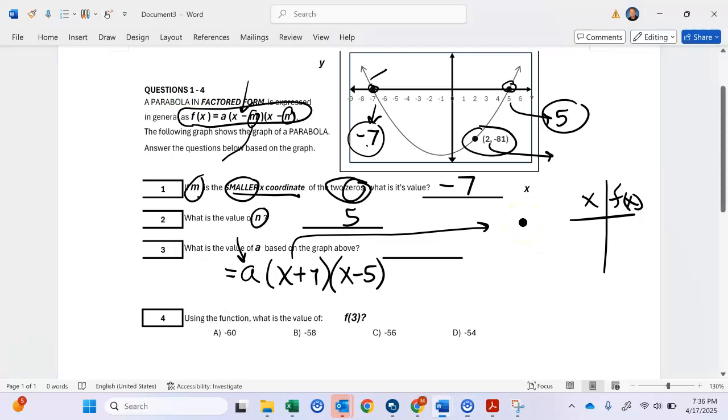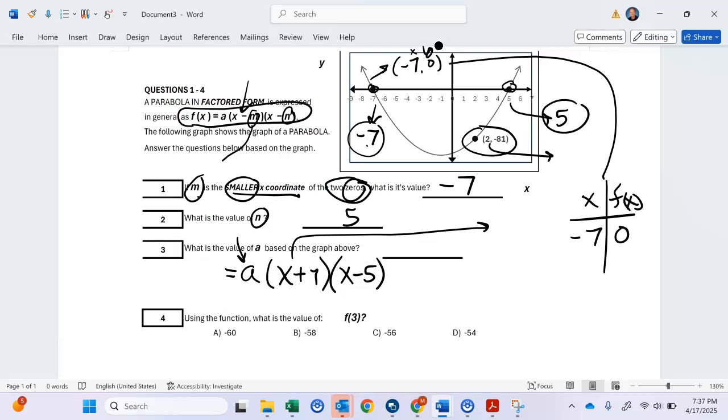So remember, we know this point right here is -7, 0, correct? So that means the x is -7 and the y, or f of x, is 0. So let's go ahead and put that down over here, okay? So we're going to get -7, f of x is 0. Again, that's from this point right here, right? So this one over here, what is that? That's going to be 5, 0.